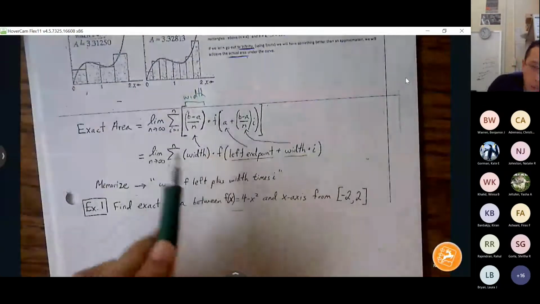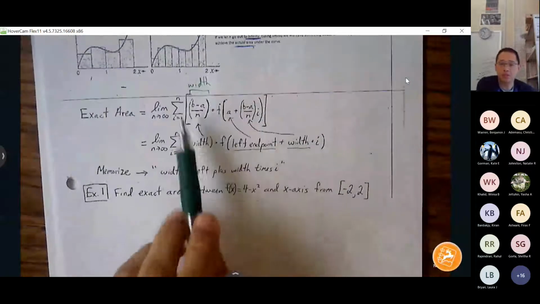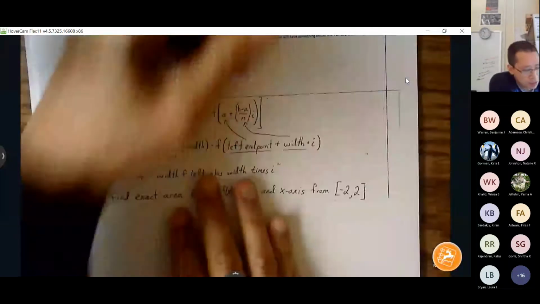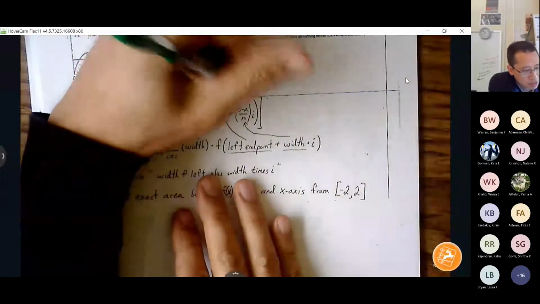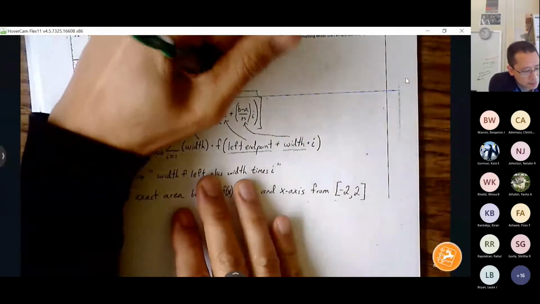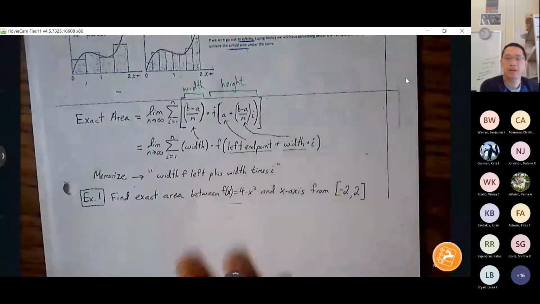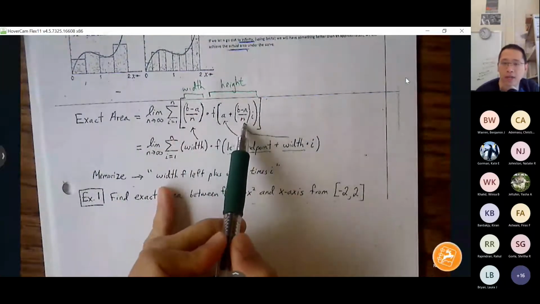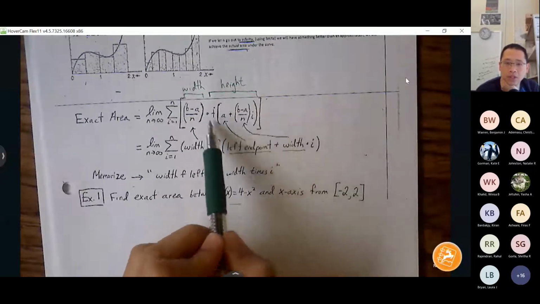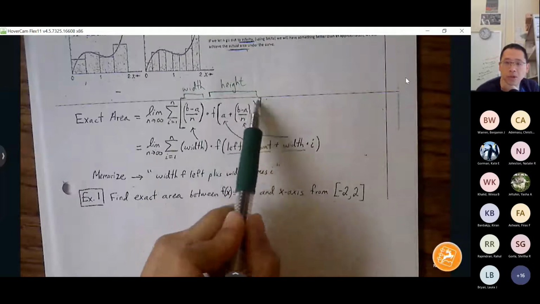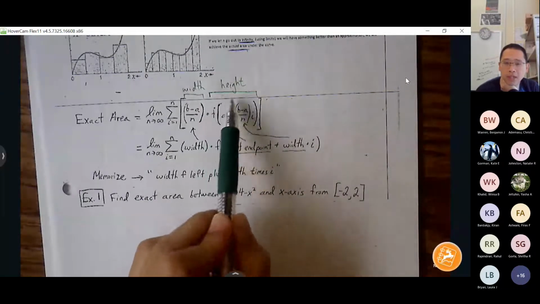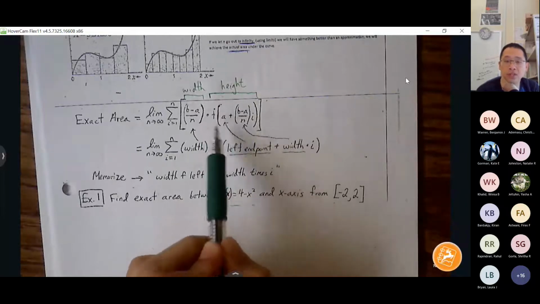Now, this b minus a over n is not all that surprising. We've been recognizing this as the width component, which is fine. It's the height component that looks really messy. Okay, so the height component is this f of a plus b minus a over n times i. Okay, so this looks messy because it's doing so many things for us along the way to help us get to that height of each of the rectangles.